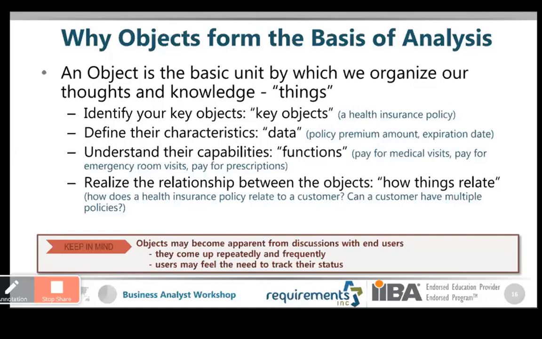So identifying the key objects, and objects have something intrinsic built within them. Every object has these two things, data and function. Data as in, I have a health insurance example right there, right? So health insurance, if you take that as a policy, what is the premium amount? What is the expiration date, right? The name value pair, as they would call it.